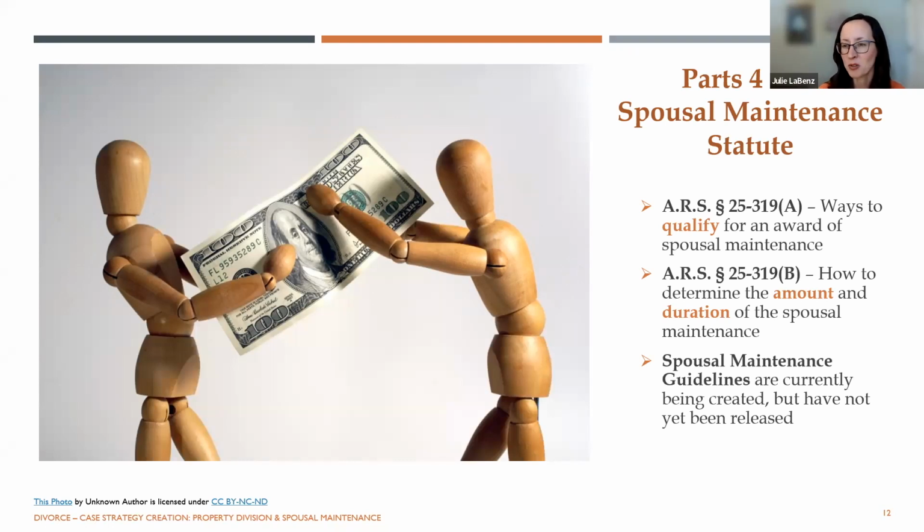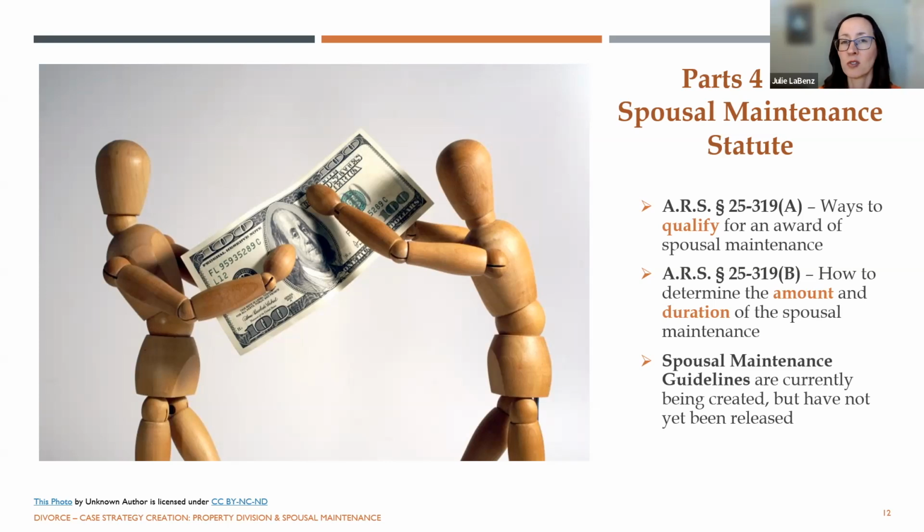Now, spousal maintenance is really complicated. The statute's complicated. We've got guidelines, which I'll talk about in a minute, that have been mandated but haven't even been released yet. And it can often lead to a trial. Spousal maintenance claims can often be litigated, and they can potentially be modified, which can create a lot of uncertainty going into the future.